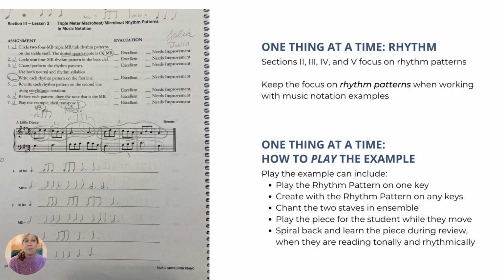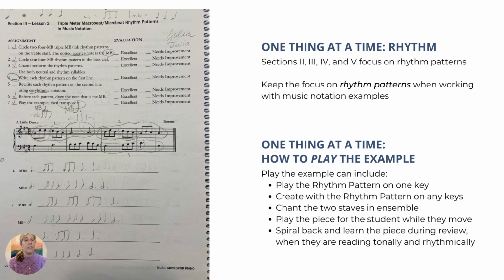number 7, play the example. You can see it right there. How do we play the example if we have not read tonally yet? Well, this can include playing the rhythm pattern on one key. The student has already chanted the pattern and audiated the pattern, so they can play it on one key.